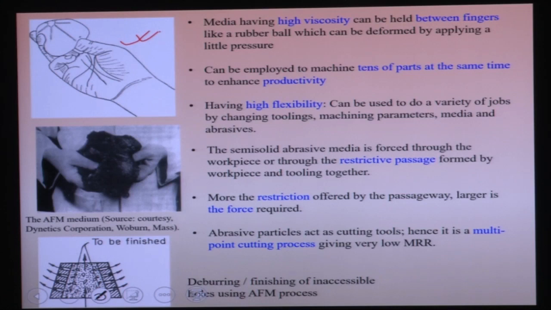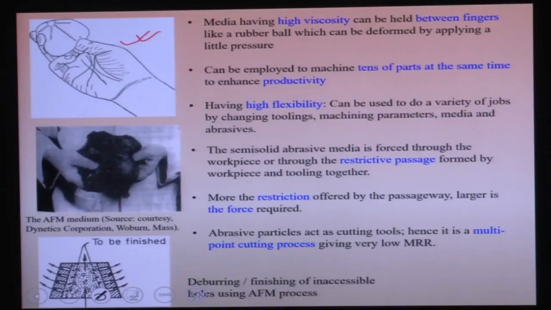Also, it can deform its shape. It can take the shape of the surface of the workpiece through which it is moving. It can be employed to machine tens of parts at the same time to enhance productivity. It has high flexibility, meaning it can be used to do a variety of jobs. The same media can be used for a variety of jobs by changing the tooling. Tooling means you flow the media in such a way that only where you need the polishing does the media flow, so you have to restrict the media to where you need the polishing operation.